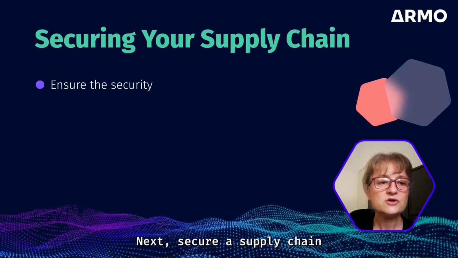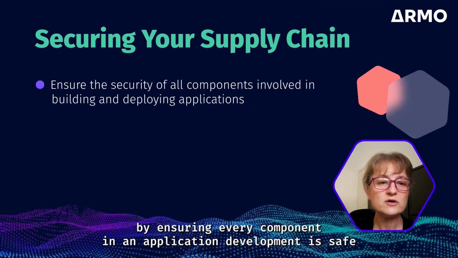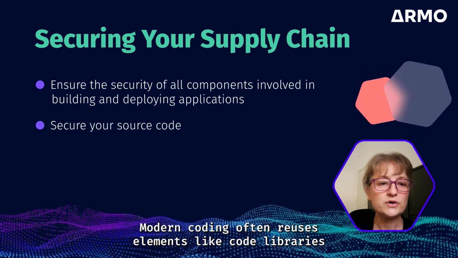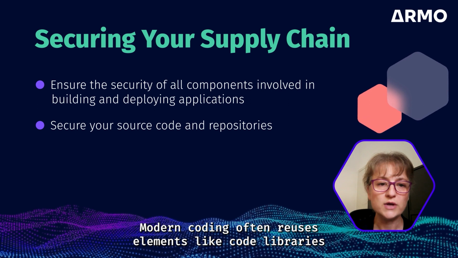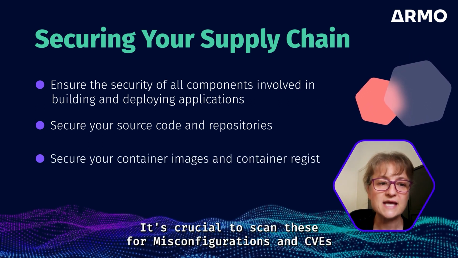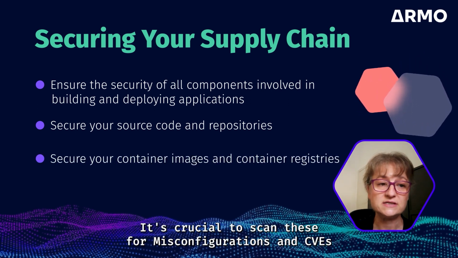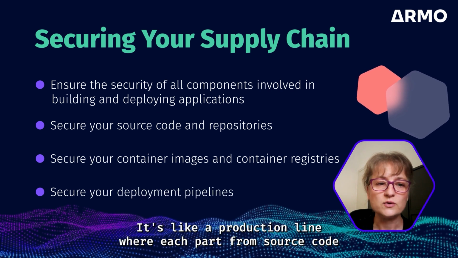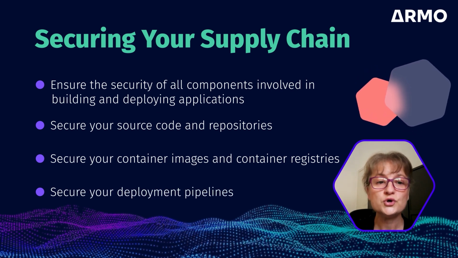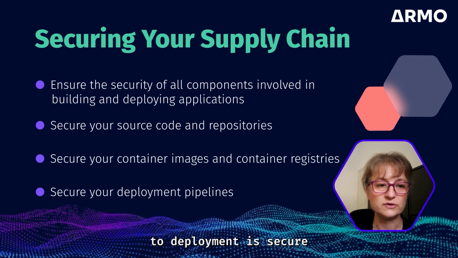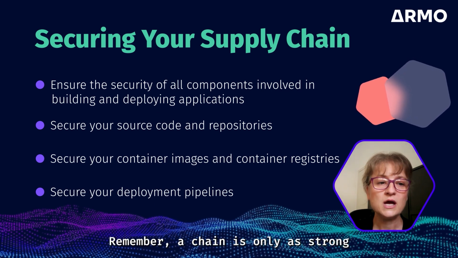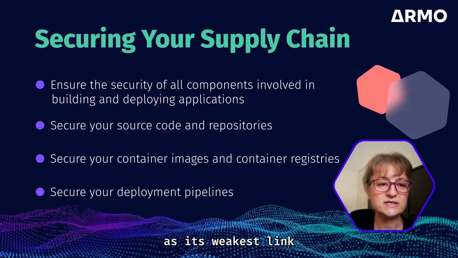Next, secure your supply chain by ensuring every component in an application development is safe. Modern coding often reuses elements like code libraries. It's crucial to scan these for misconfigurations and CVEs. It's like a production line where each part, from source code to deployment, is secure. Remember, a chain is only as strong as its weakest link.